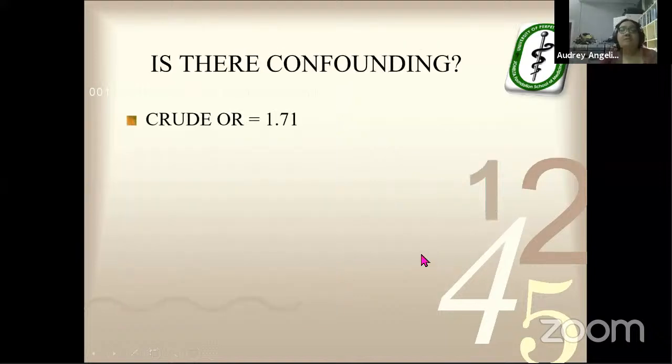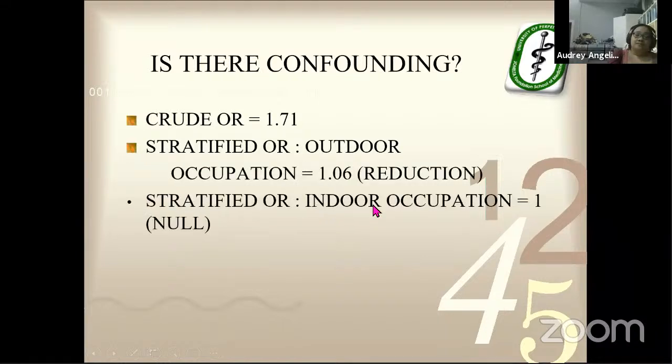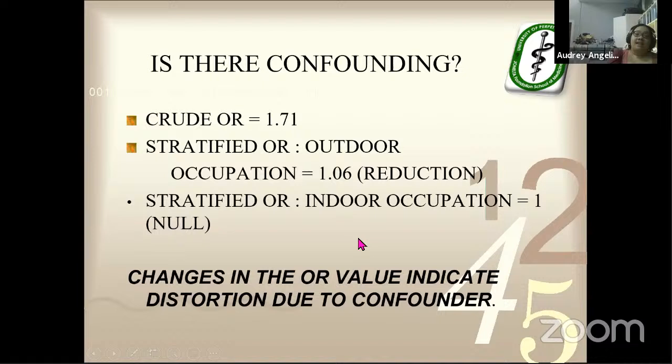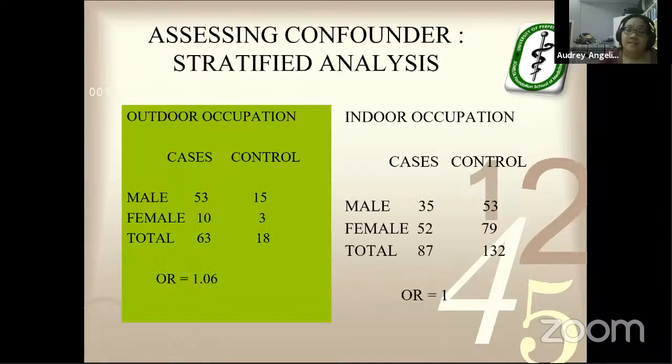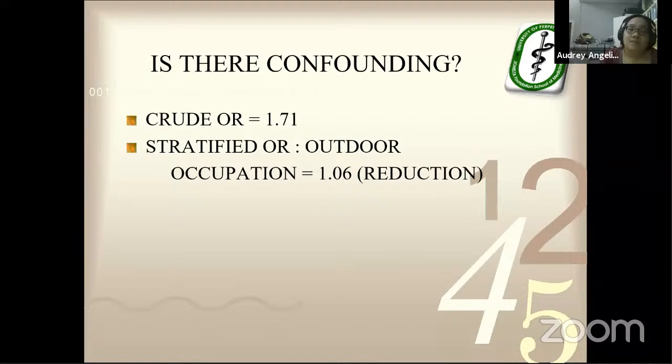So is there confounding? I would not ask you to compute yet, but your odds ratio or your stratified. What is important is that it would be distorted due to the confounder, and it is usually supposed to be equal to 1. Anything more than that, it's confounded.